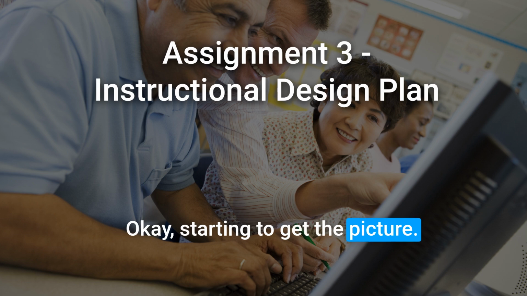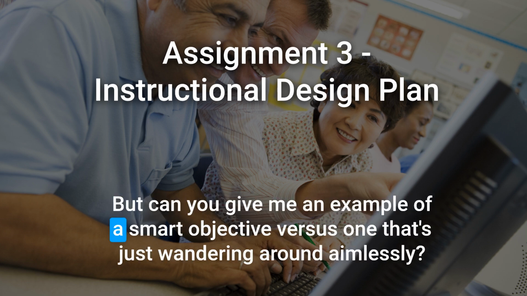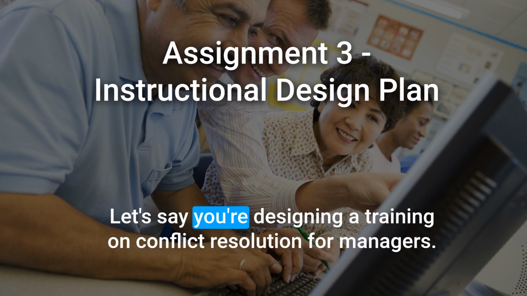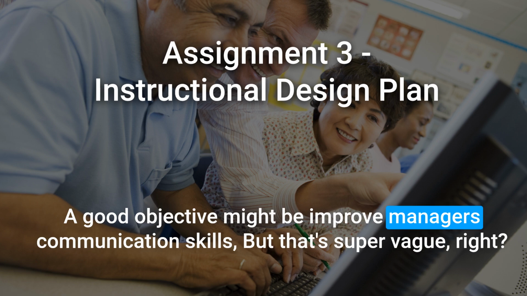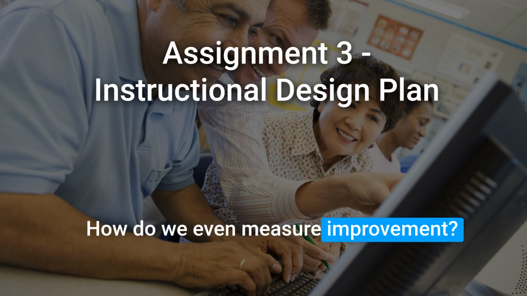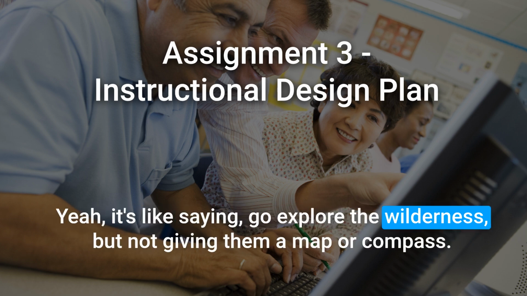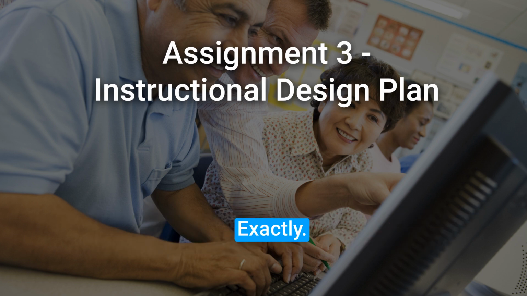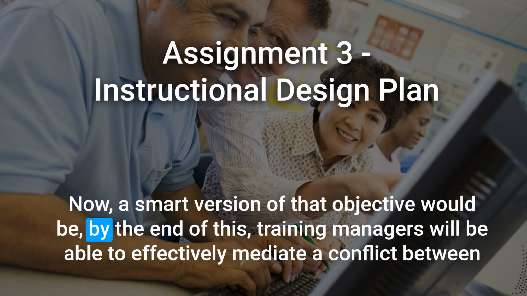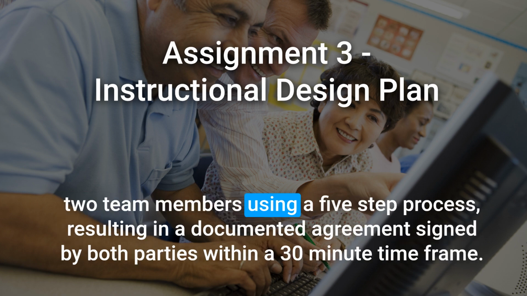Okay, starting to get the picture. But can you give me an example of a SMART objective versus one that's just wandering around aimlessly? Absolutely. Let's say you're designing a training on conflict resolution for managers. A good objective might be improve managers' communication skills, but that's super vague, right? Where's the endpoint? How do we even measure improvement? Yeah, it's like saying, go explore the wilderness, but not giving them a map or compass. Exactly. Now, a SMART version of that objective would be, by the end of this training, managers will be able to effectively mediate a conflict between two team members using a 5-step process, resulting in a documented agreement signed by both parties within a 30-minute time frame.